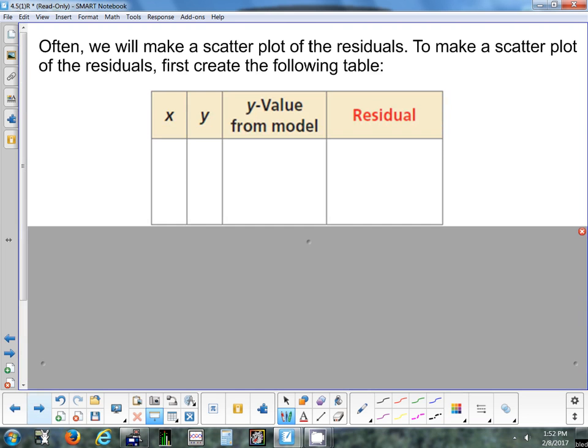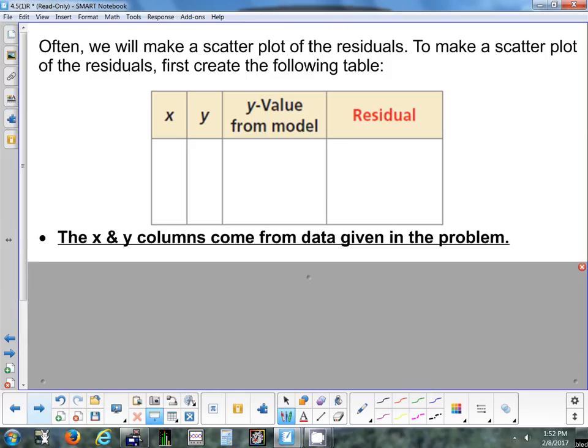So for a lot of the problems we're going to look at, we're going to make this table. We're going to have 4 columns, and we're always going to put them in that order. We're going to have x values, y values. This next column says y value from model, and the last column says residual. So first of all, these 2 columns are going to be given to you. Okay? They're going to come from data that's in the problem.